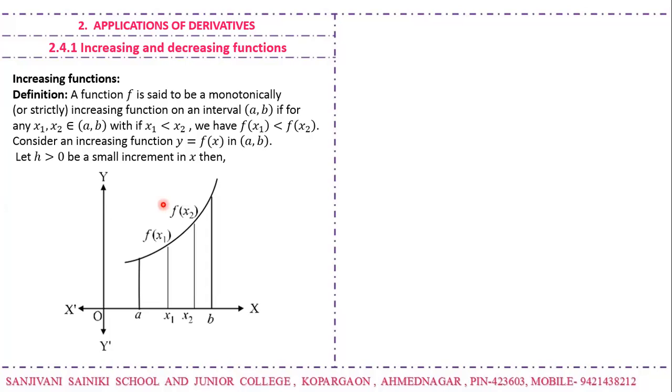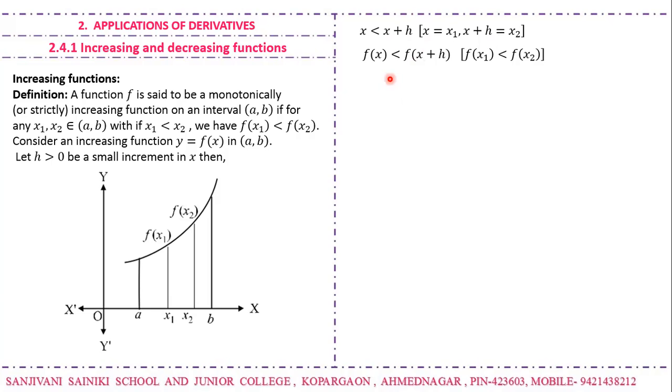Now, let us consider some h greater than 0, a small increment in x. It is a very small positive number, greater than 0. Suppose we add that small positive number to x, what will we get? We get x plus h, and definitely this x plus h will be greater than x. We will take this x as x1 and x plus h as x2. So we get f of x is less than f of x plus h, definitely, because the function is increasing.